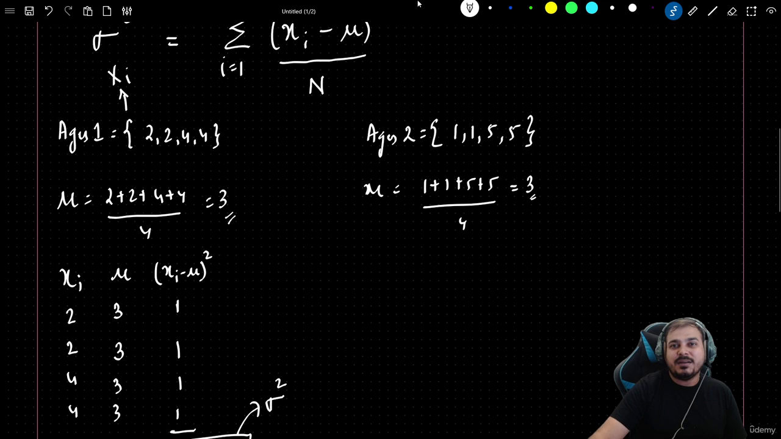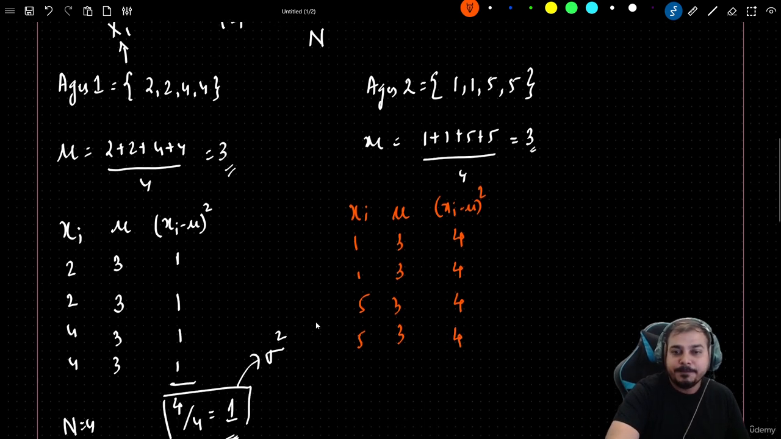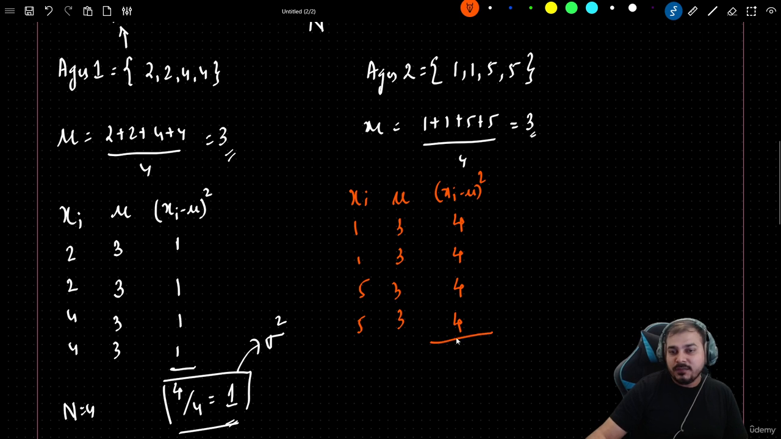Now let's do the same calculation for this group of elements also. Let me use some different colors so that you will be able to distinguish, otherwise it will be a problem to understand. So x of i has 1, 1, 5, 5. The mean is 3, 3, 3, 3. Then x of i minus mu whole square: 1 minus 3 whole square is nothing but 4. This will also be 4, this will also be 4, this will also be 4. After this I do the summation, which is 16. The total number of elements n is 4. So 16 divided by 4 will be 4.